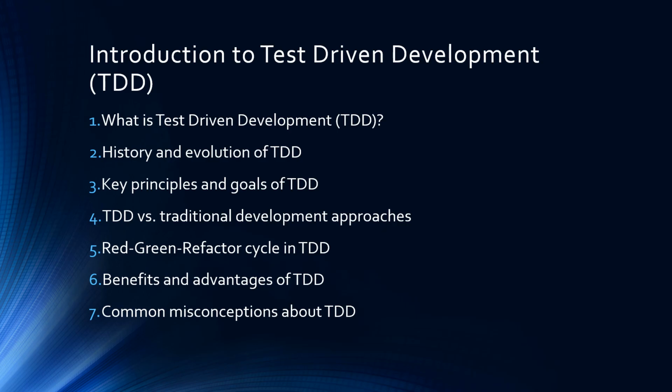The red-green refactor cycle forms the core of TDD. First, we write a failing test, red, that defines the desired behavior. Then, we write the minimum code necessary to make the test pass, green. Finally, we improve the code while keeping tests passing, refactor. This cycle ensures we maintain focus on delivering working, well-structured code.